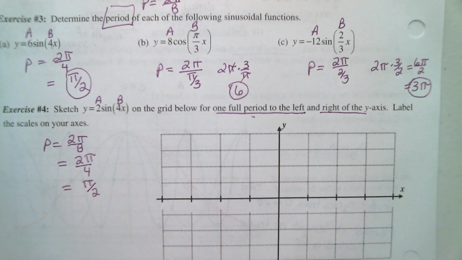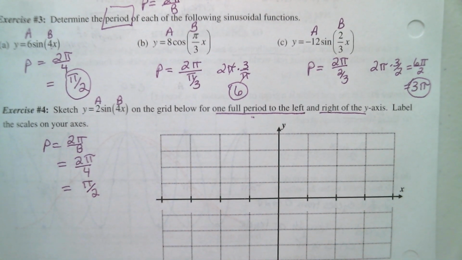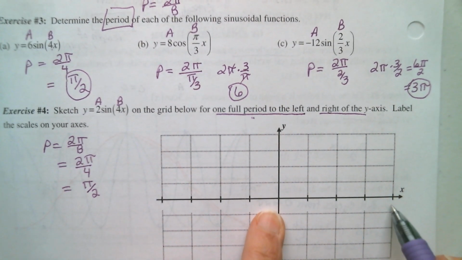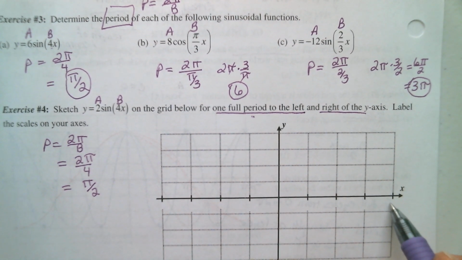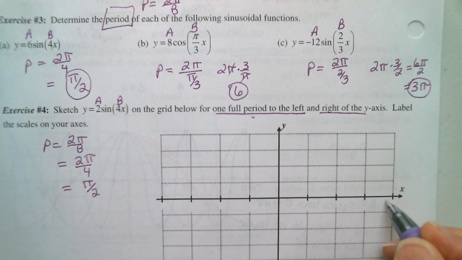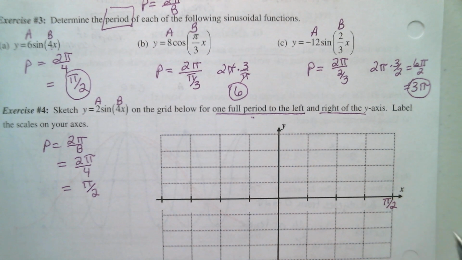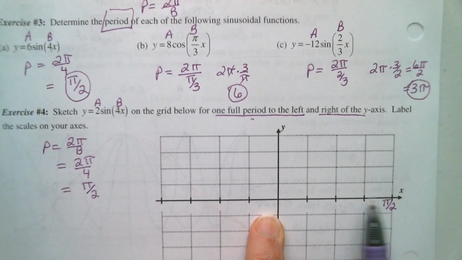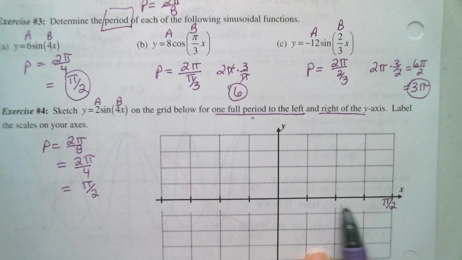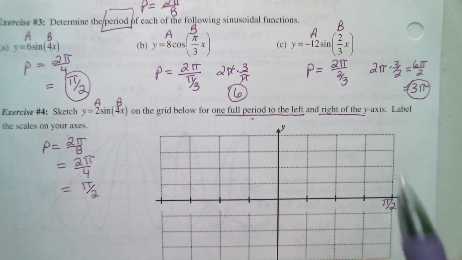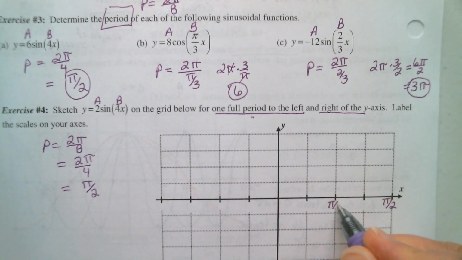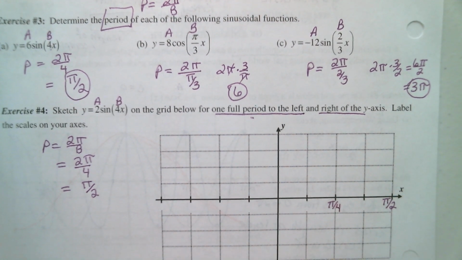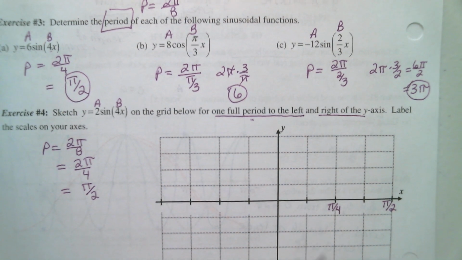So that reduces to pi over 2. So I go to the end here on my left-hand side. This is pi over 2. From here to here is a length of pi over 2. Halfway, what is half of pi over 2? It's pi over 4. What's half of pi over 4? It's pi over 8.